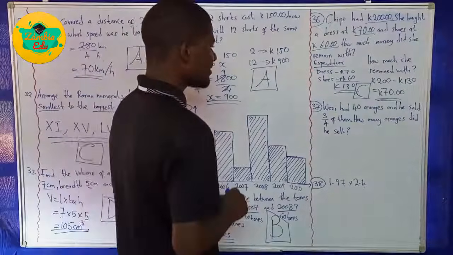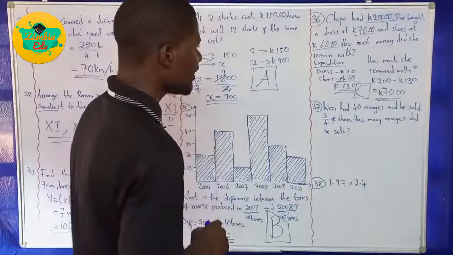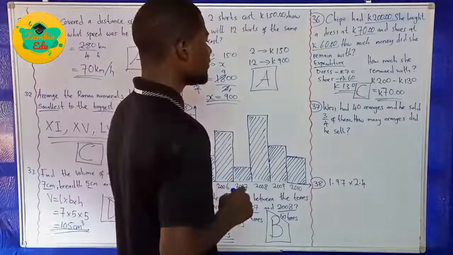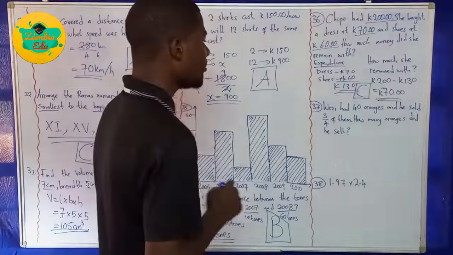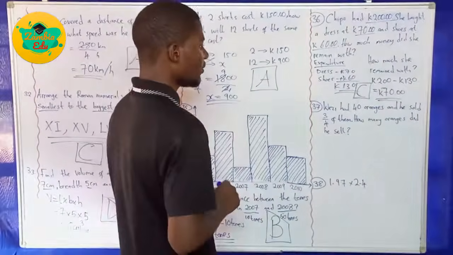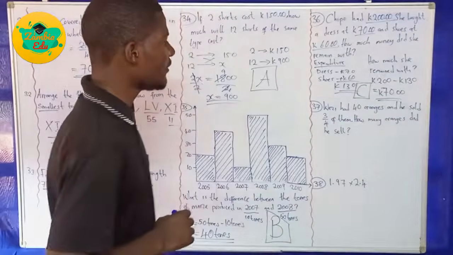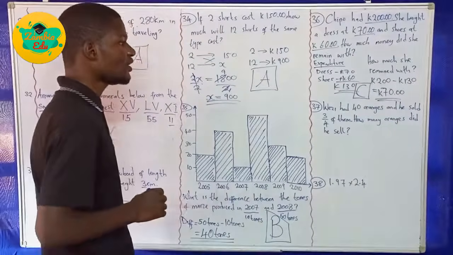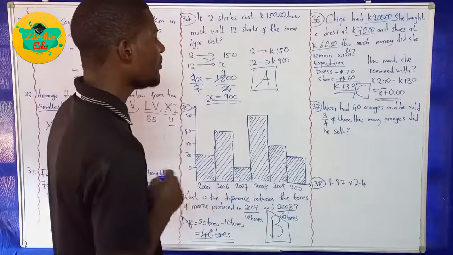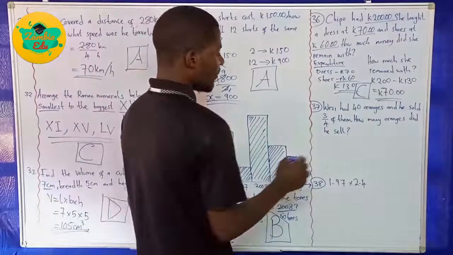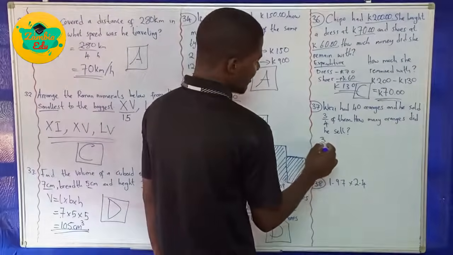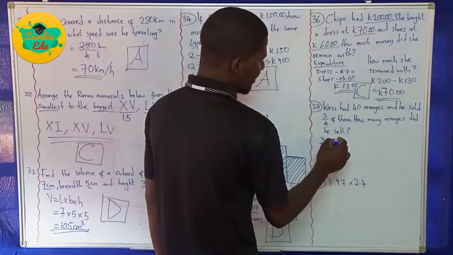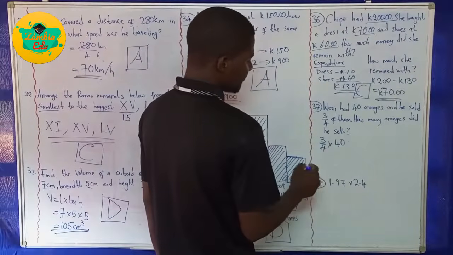Question 37 says, Wezi had 40 oranges and he sold 3/4 of them. How many oranges did he sell? Wezi had 40 oranges and he sold 3/4 of them. How many oranges did he sell? There we just say 3/4 times 40.